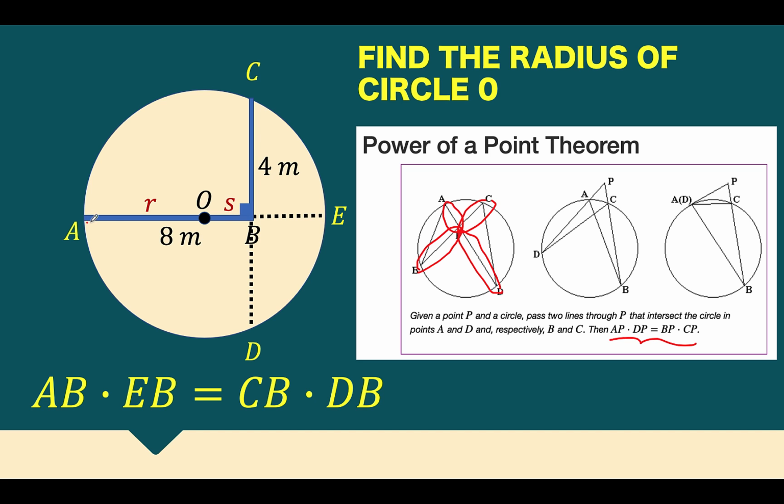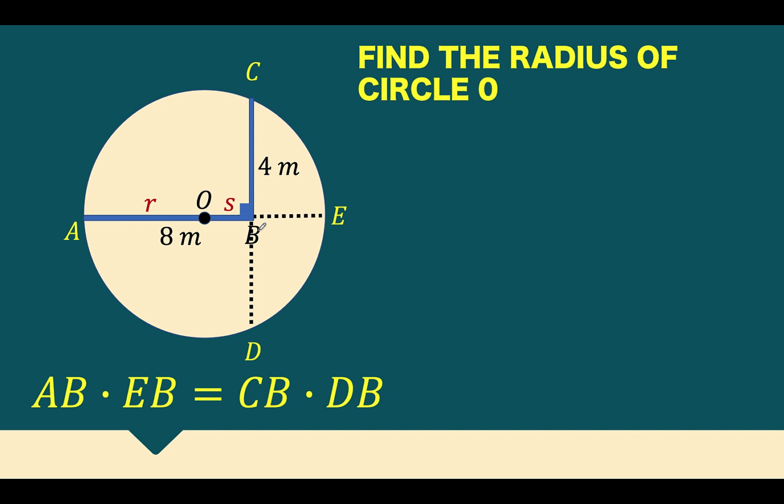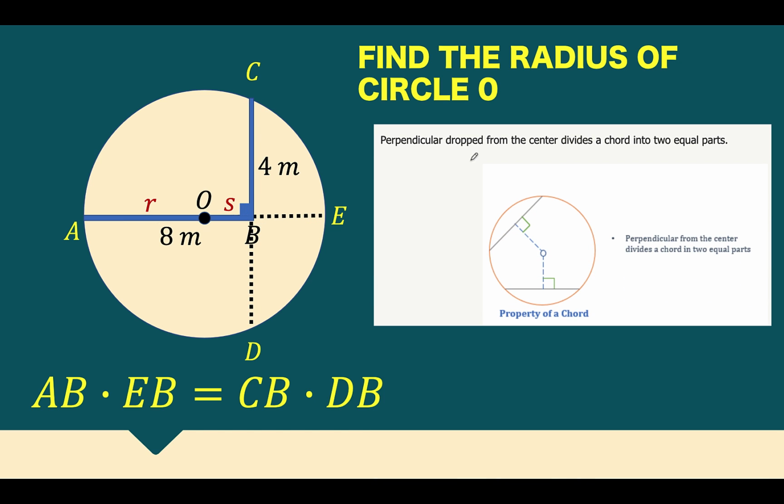Now, based on the power of a point theorem, we can now form this equation. The length of segment AB times the length of segment BE is equal to the length of segment CB times the length of segment BD. Now, we need to find the measure of segment BD to be able to use this formula and find the value of the radius. So let's recall some properties of a circle. The perpendicular dropped from the center divides a chord into two equal parts.